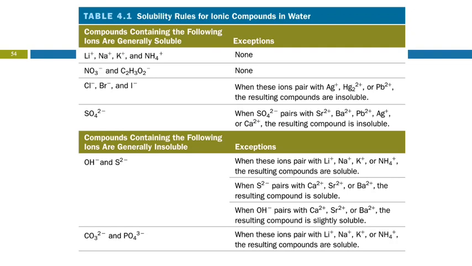So how does this work? The top half of the table is showing us compounds that are generally soluble. So if it has one of these ions in it, it's going to be soluble, except, oh wait, there's no exceptions.